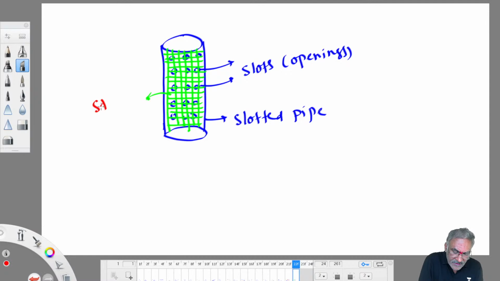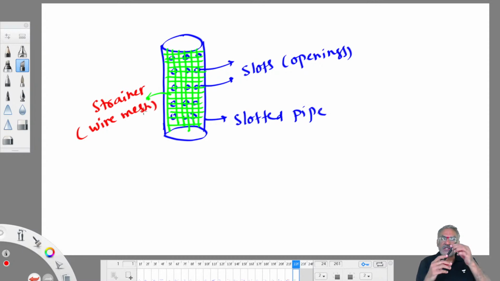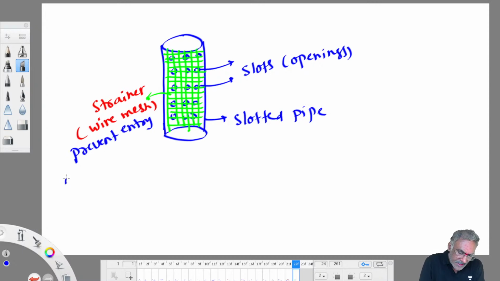Strainer is nothing but a wire mesh. So this wire mesh is wrapped around the pipe. Wire mesh is wound around the pipe like this. So to the holes on the pipe, we wind or wrap wire mesh surrounding it. That wire mesh prevents entry of sand particles. Strainer is nothing but a wire mesh, preventing entry of sand along with water.